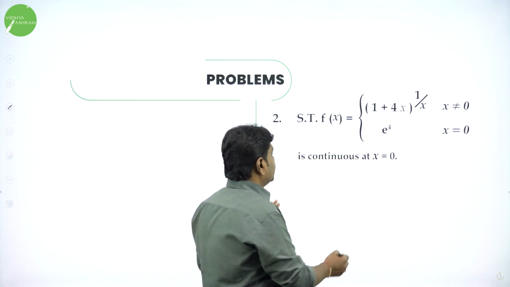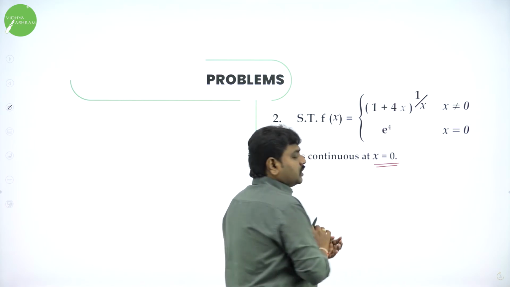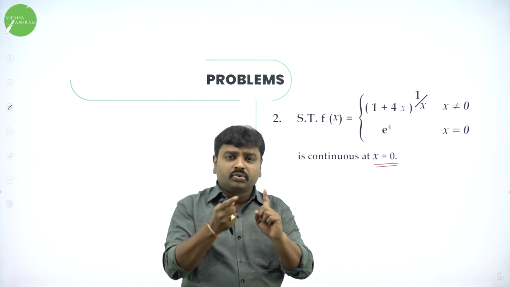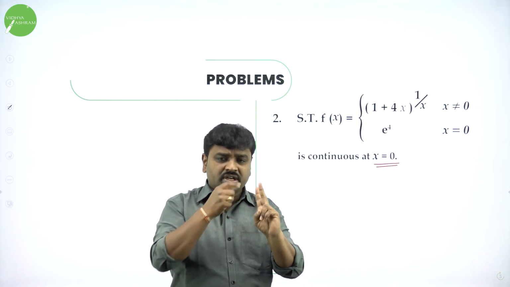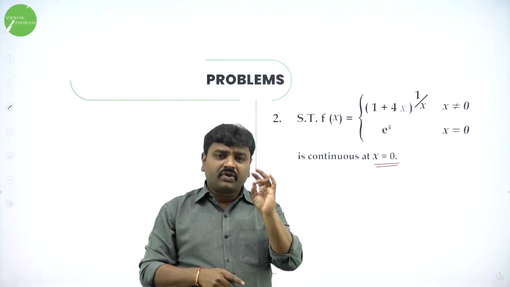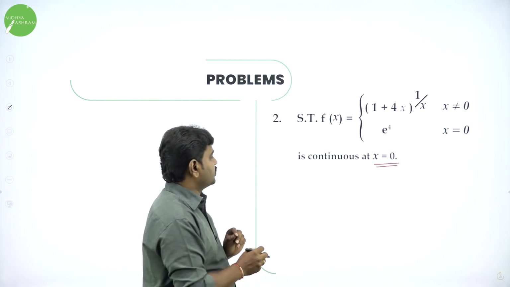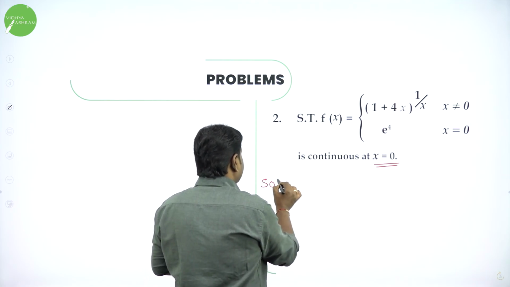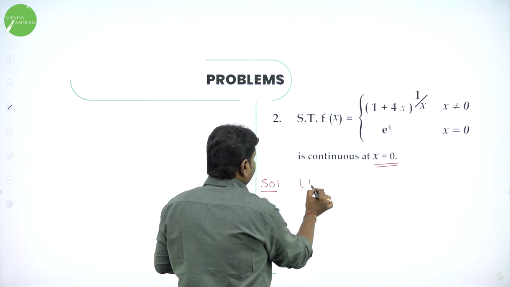They want you to show it is continuous at x equal to 0. I told you how to prove continuity. You should find LHL, then RHL, then the functional value. If all three are the same, then the function is continuous. Again, start with LHL.